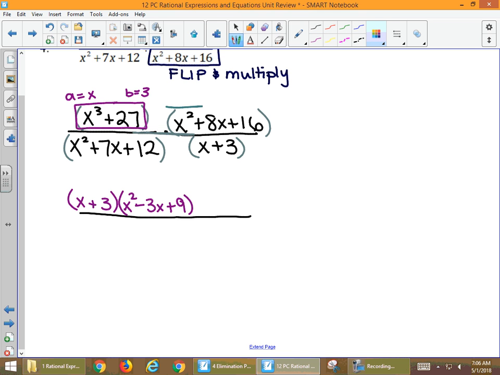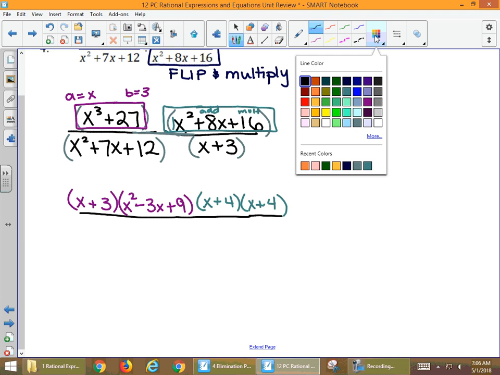Next, I have this little trinomial to factor. It's a basic trinomial with a 1 in front, so I don't have to worry about split the middle. I can just put x's in front. And then I need two numbers that multiply to 16 and add to 8. And those numbers are positive 4 and positive 4. Go ahead and pause and see if you can get the denominator factored.